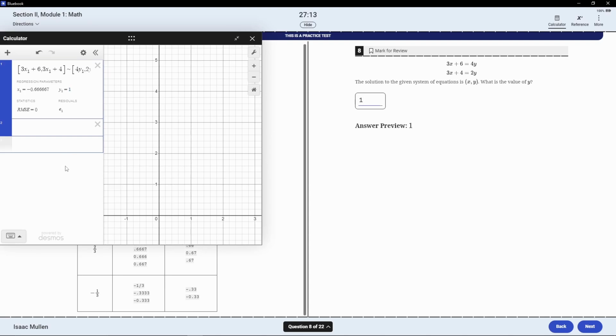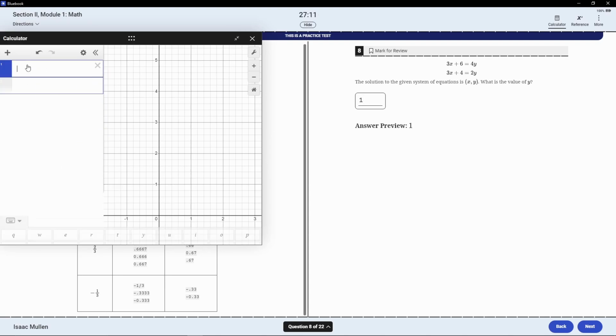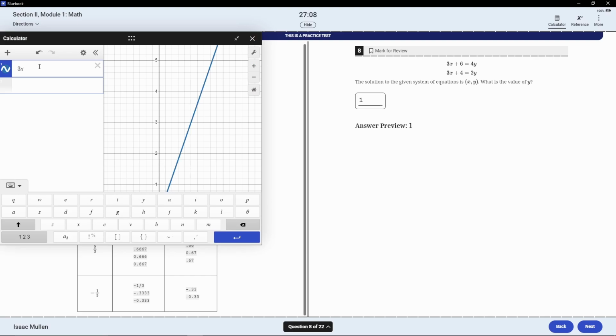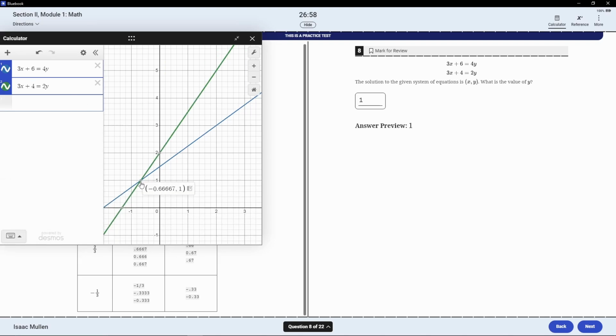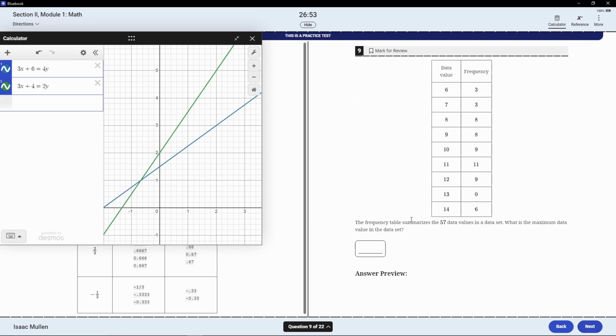Another way we could solve this is by graphing both equations. 3x plus 6 is equal to 4y. 3x plus 4 is equal to 2y. And where they cross, we're going to find the y value is 1. So, of course, 1 is the answer.